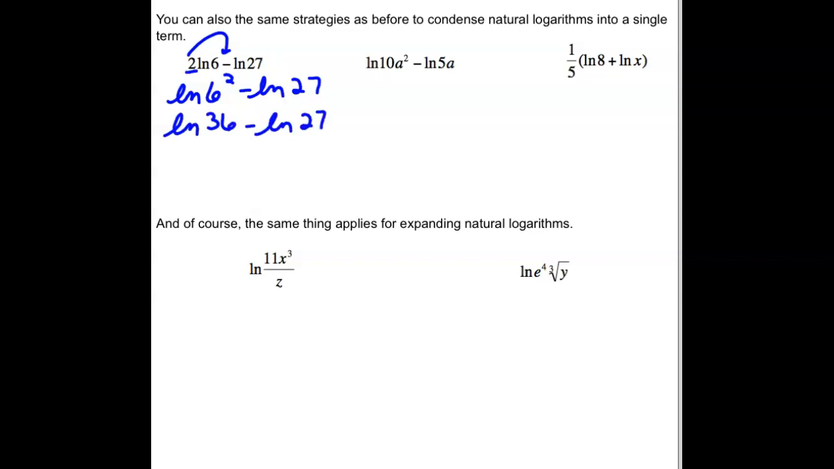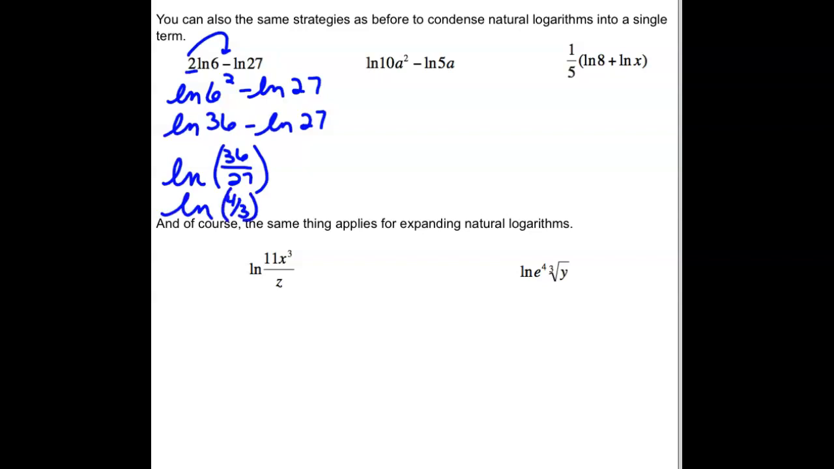And then when we have subtraction of two logs, we can condense that back into division using that quotient property. So this becomes the natural log of 36 divided by 27. And we could reduce that fraction down to 4/3, dividing by 9s. So we've got the natural log of 4/3.